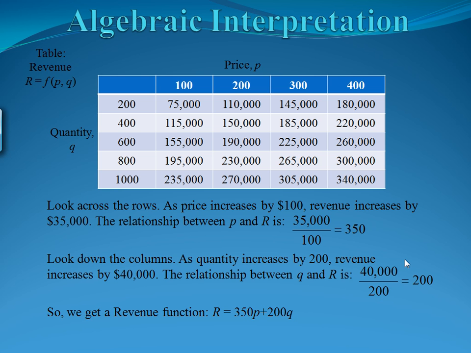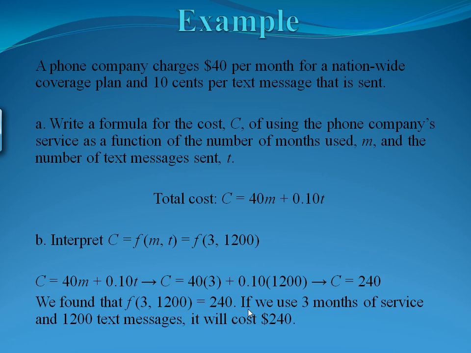So here, we can now set up our general revenue function because we know the factors by which each are changing. So our total revenue is going to equal 350, that's our price factor in relationship to revenue, times P, plus 200, which was our quantity factor, times Q. So now we can get any of the values in the middle by plugging in the correct P and Q. For example, if you were to plug in 800 for Q and 300 for P, you'll get 265,000, which is given on the table, and now we can also get it through an equation.